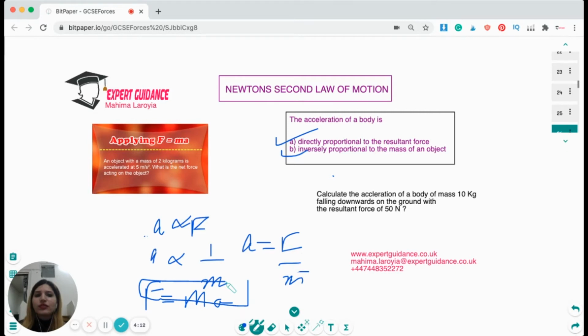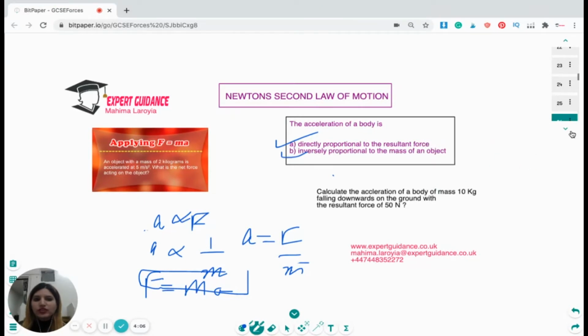Calculate the acceleration of a body of mass 10 kg falling downwards with a force of 50 newtons. We can use the formula that acceleration is force over mass, and my force is 50 newtons and my mass is 10 kg. So my acceleration will come to 5 meters per second squared.